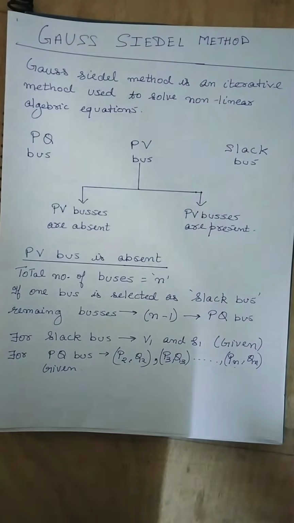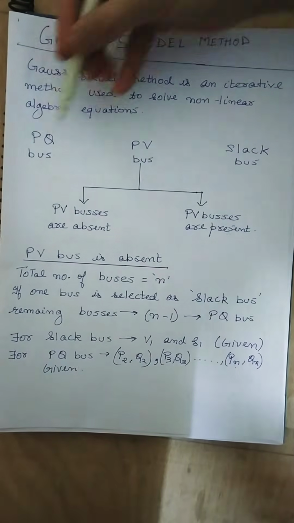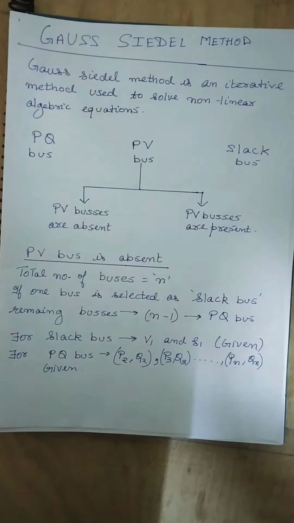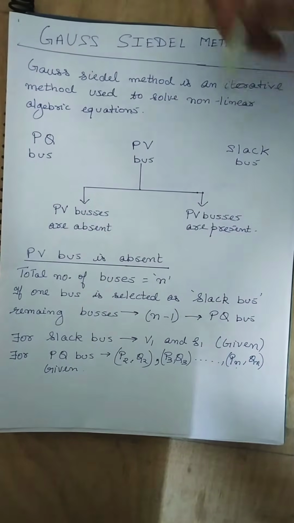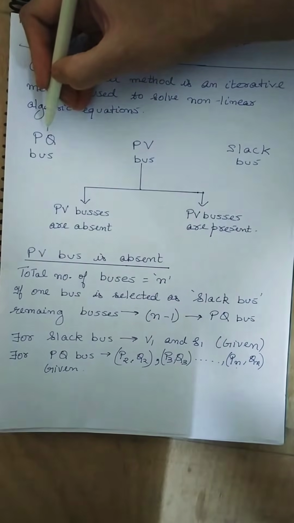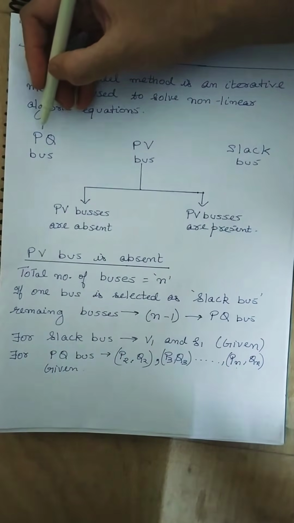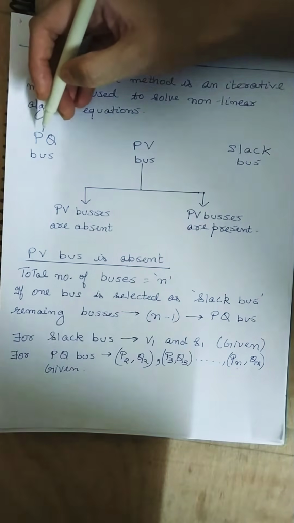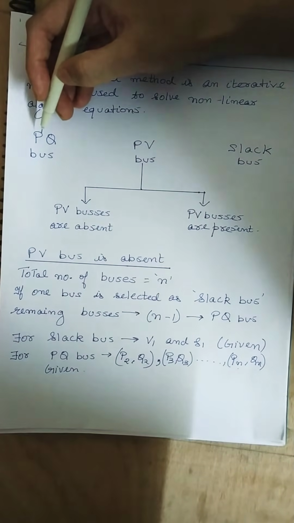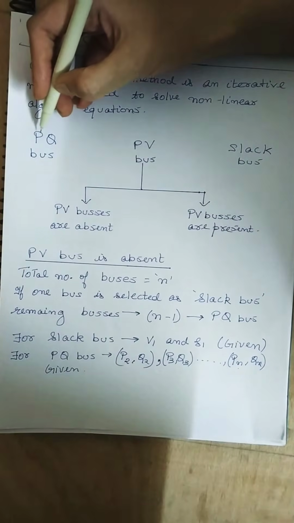So we are already aware of the types of buses, so I'm going to discuss it again here. There we have three types of buses in our power system, and those are known as PQ bus, PV bus, and slack bus. PQ bus is also known as load bus. That is, wherever the P plus jQ value, or S_i value, where i is the number of any bus we are considering, is given, we will consider it as a load bus.